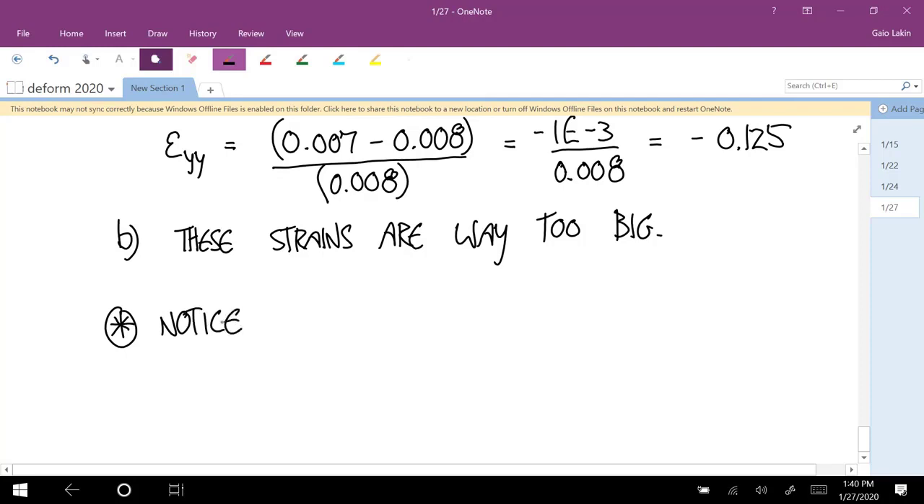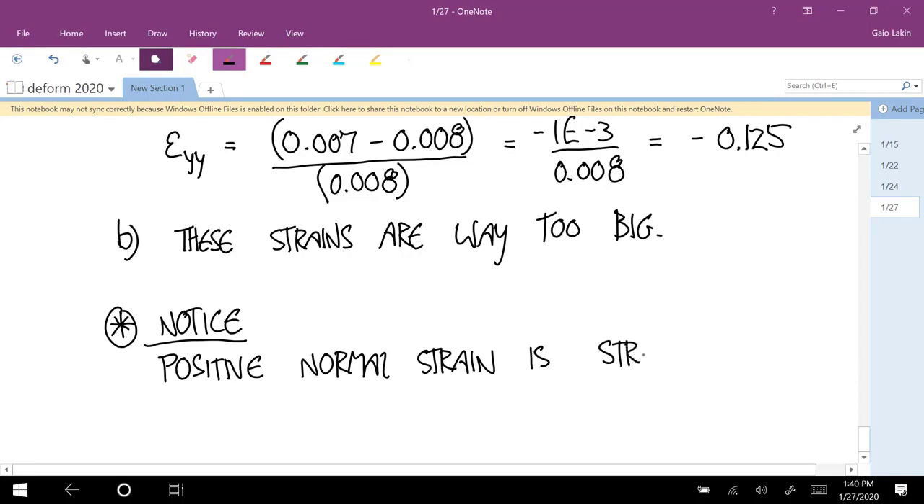So notice positive normal strain is stretching. Negative normal strain is, let's call it contracting.